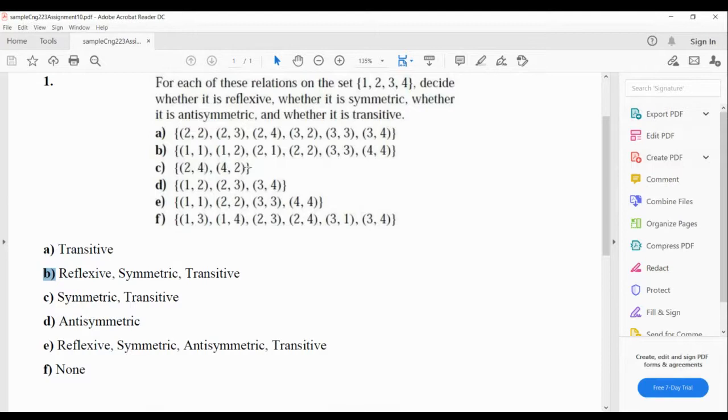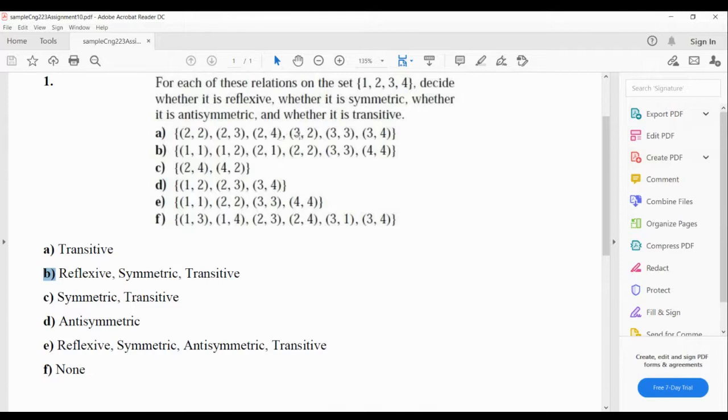2, 4 is there, 4, 2 is here, then it's okay. Next one, 1, 2 is here. You found a counterexample. 2, 1 is not here. So D is not symmetric. What about E? Yes, 1, 1 is here. Then another 1, 1 could be here, but we write it only once. So that's good. This is a specific case, so this is symmetric. For part F, 1, 3 is here, 3, 1 is here, no problem. 1, 4 is here, 4, 1 is not inside the relation. So F is not symmetric. So I think the idea about the symmetric property is clear.